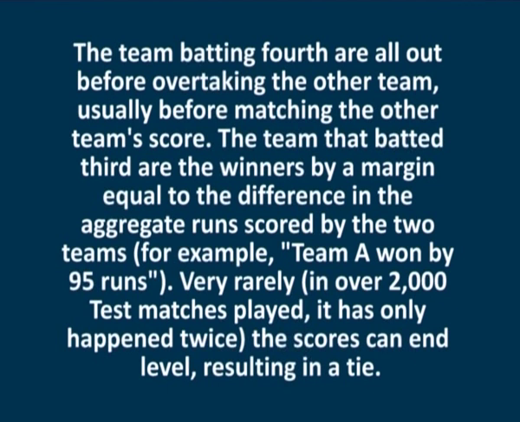The scores can end level, resulting in a tie. Alternatively, the team batting in the 4th innings overtakes the opposing team's run total. The match ends and the team batting 4th is the winner by a margin equal to the number of wickets still to fall in the innings. For example, Team B won by 5 wickets.